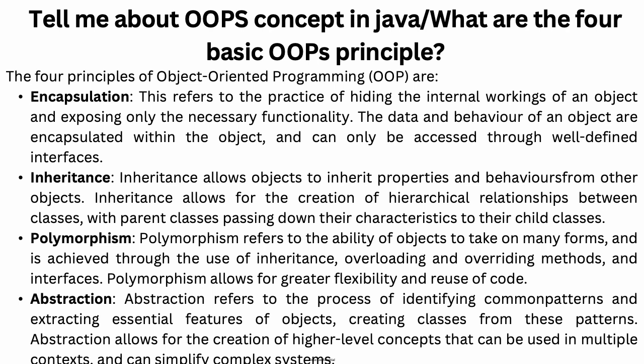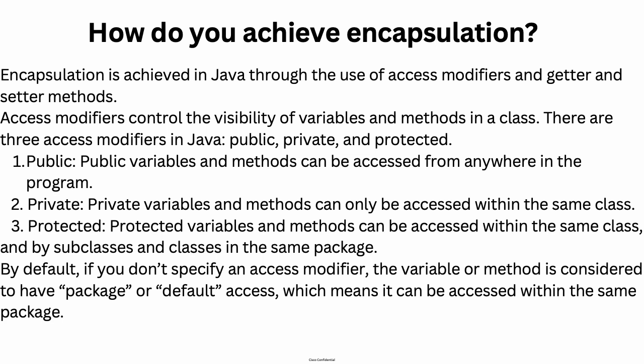Inheritance allows an object to inherit properties and behavior from other objects. Likewise, polymorphism refers to the ability of an object to take on many forms. Abstraction refers to the process of identifying common patterns and extracting essential features of the objects. And encapsulation refers to the practice of hiding the internal working of an object and exposing only the necessary functionality.